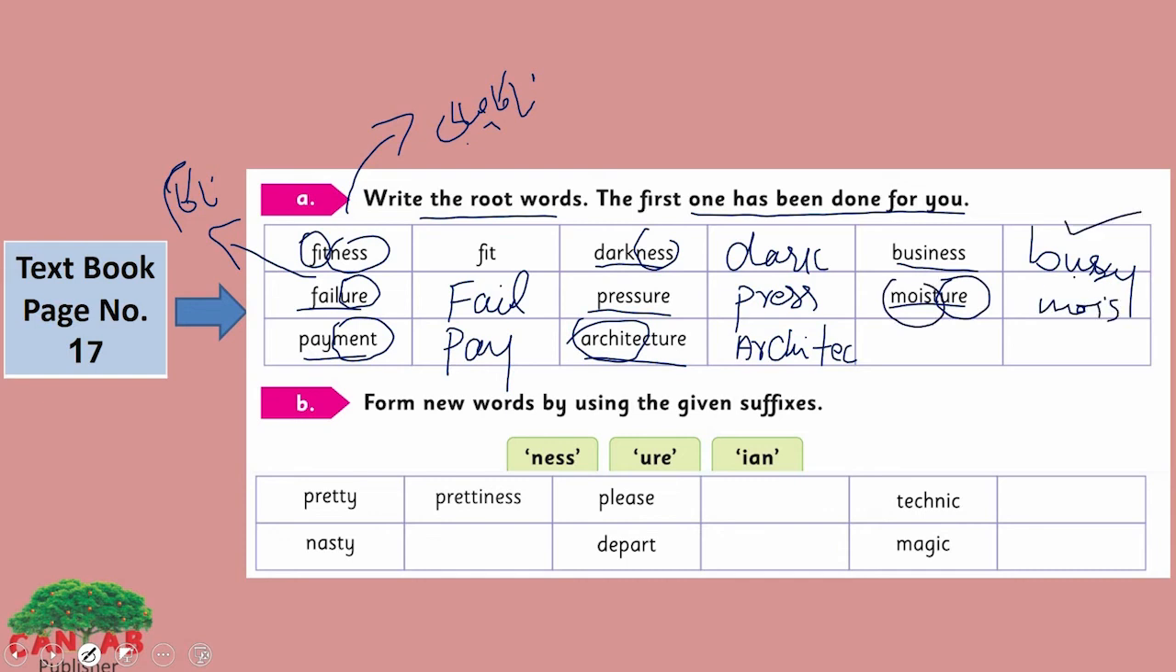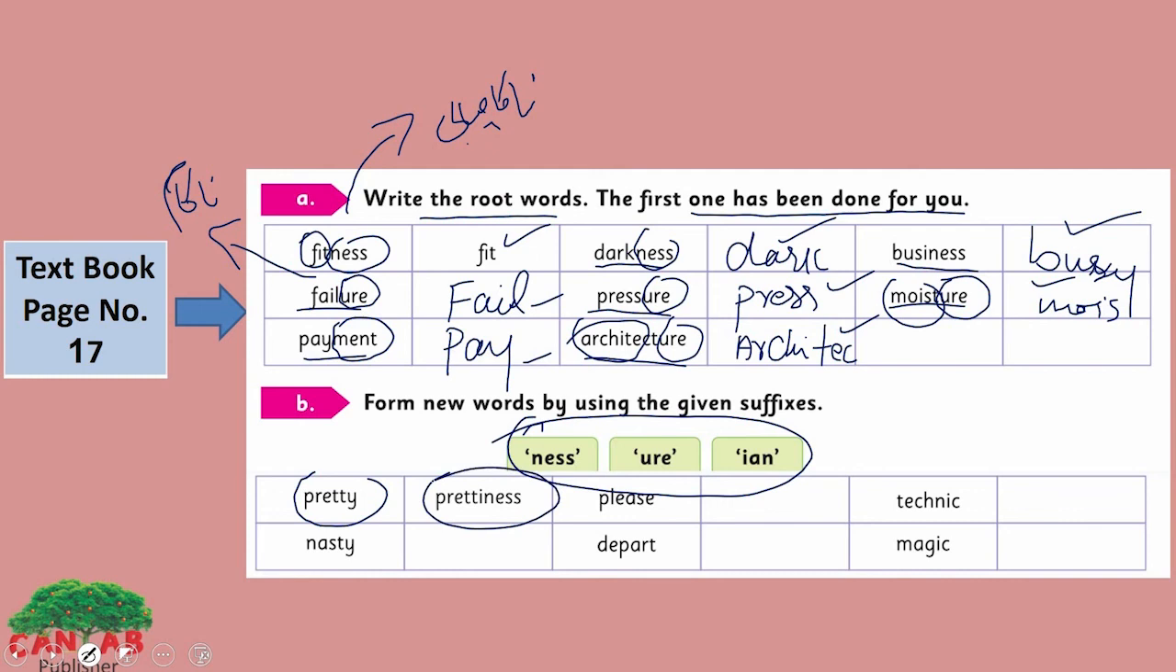All these words written here have their own meaning. And if we add the suffix word to it, it changes its meaning. Now look at section B here, form new words by using the given suffix. We have a given word, we have to add the suffixes here. These three suffixes here: ness, ure and ian. Yes, first one is done for you, pretty, prettiness.